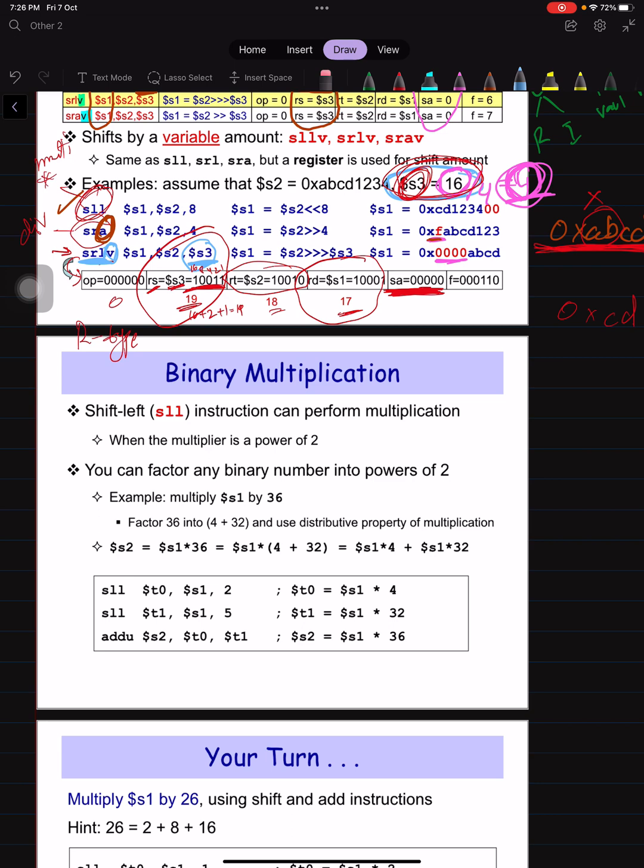So يعني binary multiplication تكلمنا عن الadd والdivision. الحين نجي الى ليش احنا قاعدين نسوي shift اصلا. Shift left instruction can perform multiplication. يعني actually SLL is multiplication by 2, when the multiplier is a power of 2. You can factor any binary number into powers of 2. تمام. Example, multiplying S1, anything saved in S1, by 36. احنا we want to multiply a number by 36. How would we do that?